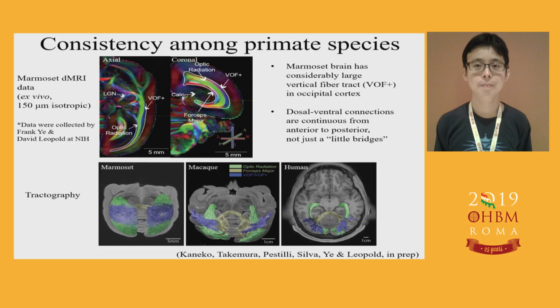Tractography-based reconstruction also suggests that there are similar pathways among human, macaque, and marmoset. The marmoset VOF plus spans from the anterior to the posterior part of the visual cortex, also including parieto-temporal areas. These connections are very continuous and very prominent. So I believe that the VOF fiber is one of the predominant features of the primate visual system, not just a little bridge.